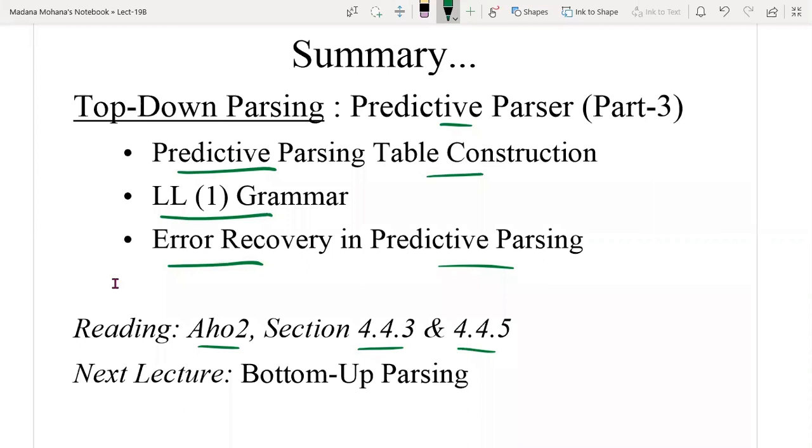In the next lecture, we will start with a new topic, that is the second type of parser, which is called bottom-up parsing. Now I stop here.